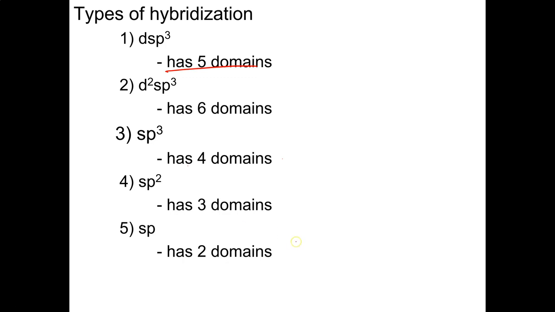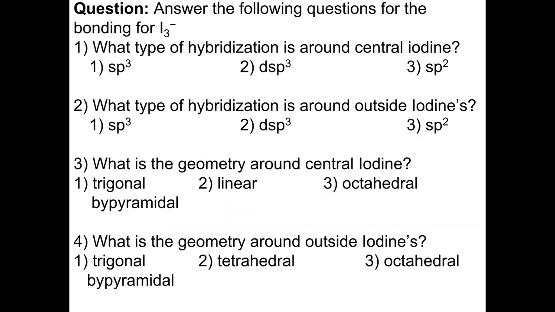So if I have a linear structure, it's going to be sp. Why? Because if I have like CO2, right? That's a total of 1, 2 domains. 2 domains can be sp. You just have to memorize it like that. 3 domains can be sp2, sp3 is 4, d2sp3 is 6, and dsp3 is going to be 5. That's all you got to do. Just go with that and you're good to go. So, sorry, you have to memorize some stuff.